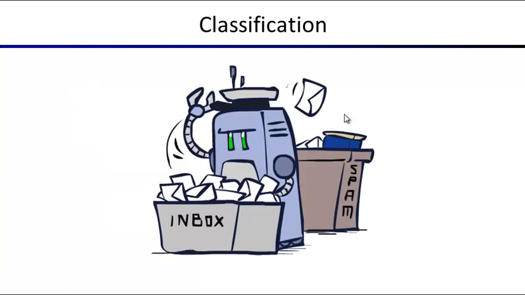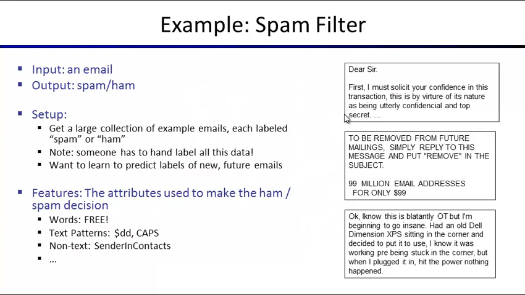So what's classification? Pretty much this is what it is. You have some input, you look at it, and then you bin it in some output category. The running example for us is spam versus ham. So you get an email, and spam is the bad email, ham is the good email. So the setup is you get something like this into your computer.